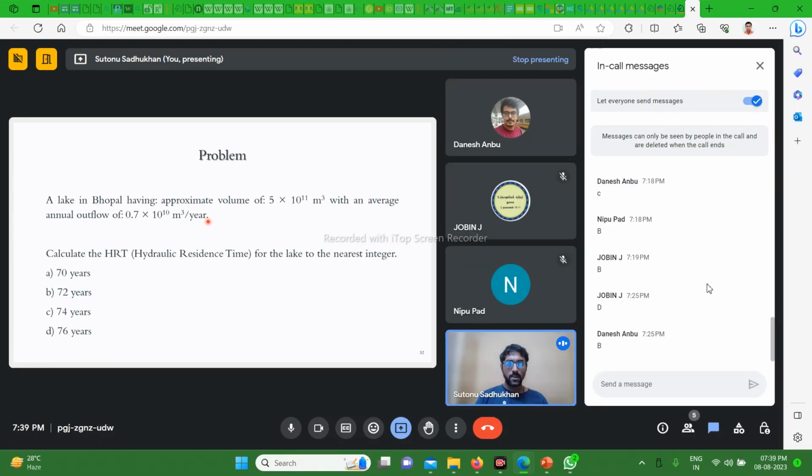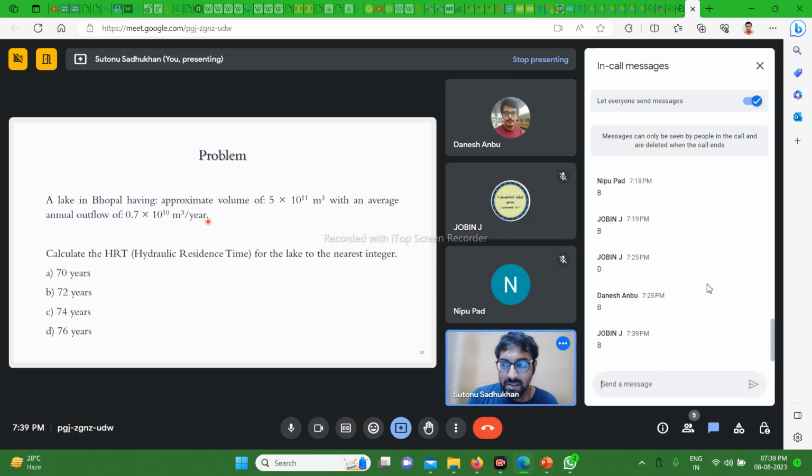Wait for 1 more minute. Out there, you can open your camera also.